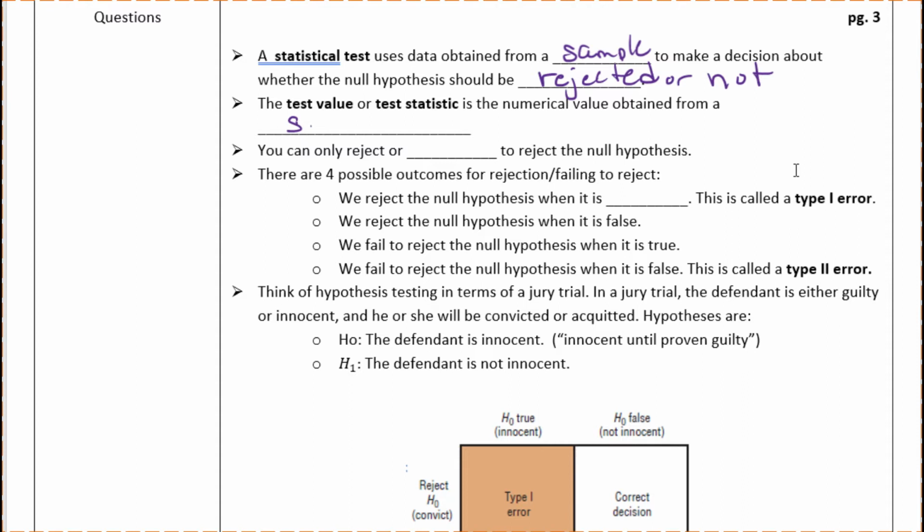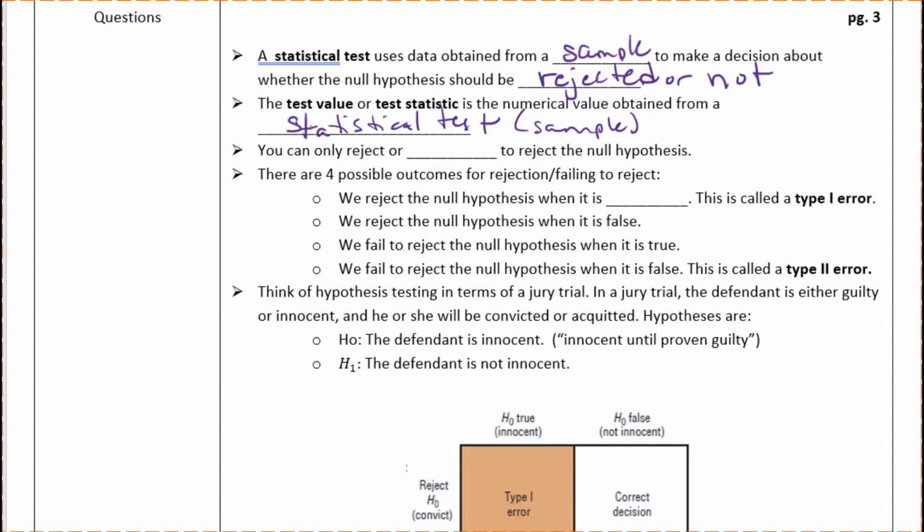Oh, I'm sorry. So the test value or test statistic is, I said sample, right? This should say statistical test. Okay, so the test value or test statistic is the numerical value obtained from a statistical test, which in turn is obtained from a sample. So just to put those both in there.